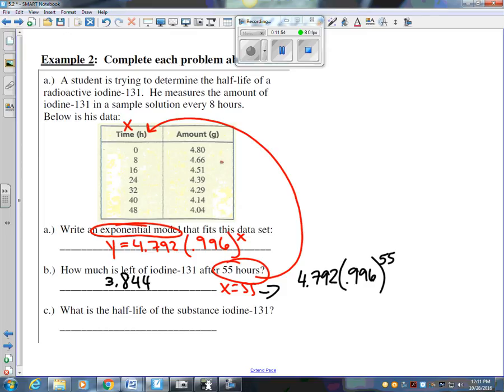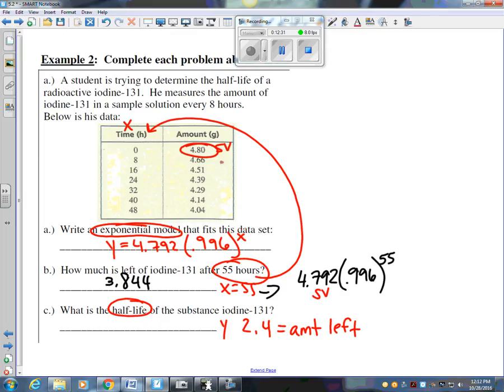Okay, C, what is the half-life of the substance iodine 131? Well, this is my starting value, 4.792. You could also look up in the table and use that one, and you'll get close enough to the same answer. So that's your starting value. You want half of that. So if I do 4.8 divided by 2, I want there to be 2.4. That's the amount I want left. So by half-life, you want half of it left. So you started with 4.8 grams. Half of that is 2.4. So that's the amount you have left.